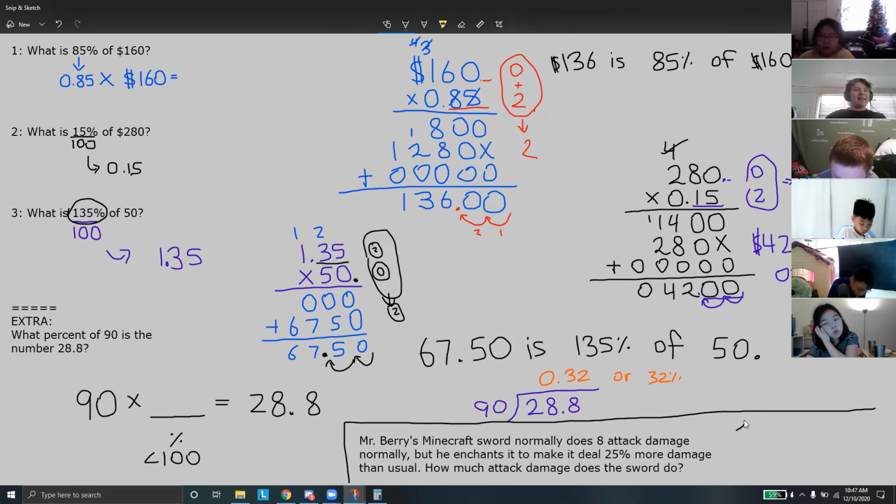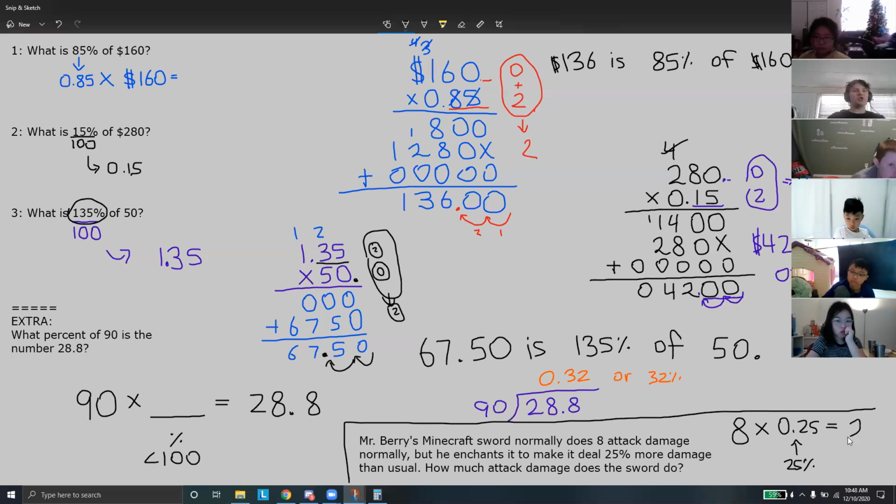So, it normally does 8 attack damage. Now, here's the thing. I enchant it, and so it's going to deal 25% more damage than usual. If I wanted to turn 25% into a decimal, that would be 0.25. Remember, to turn a percent into a decimal, we divide by 100. I don't want to find what 25% is, though, because if I do 8 times 0.25, that's going to give me 2, but that doesn't make sense. My sword isn't going to get less damage.